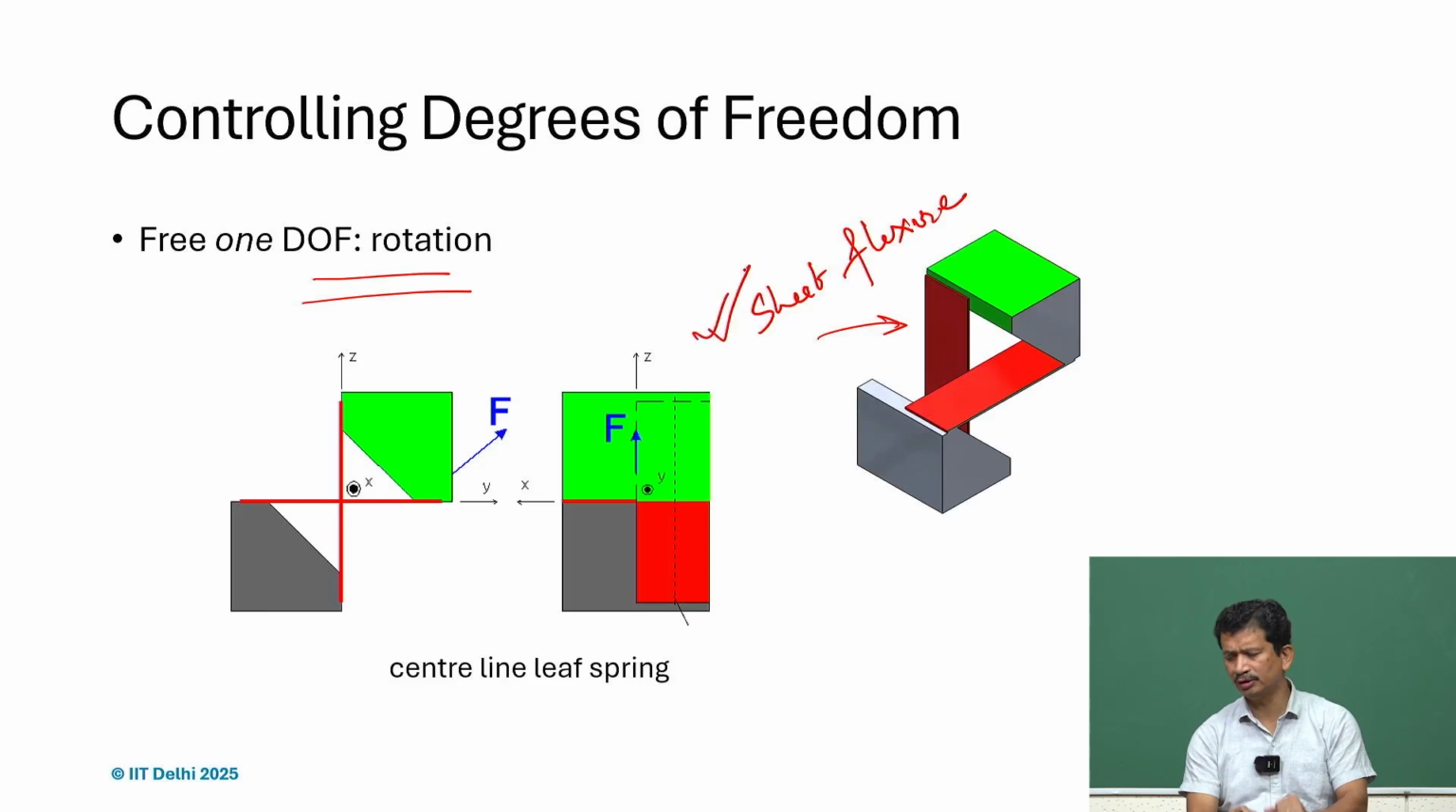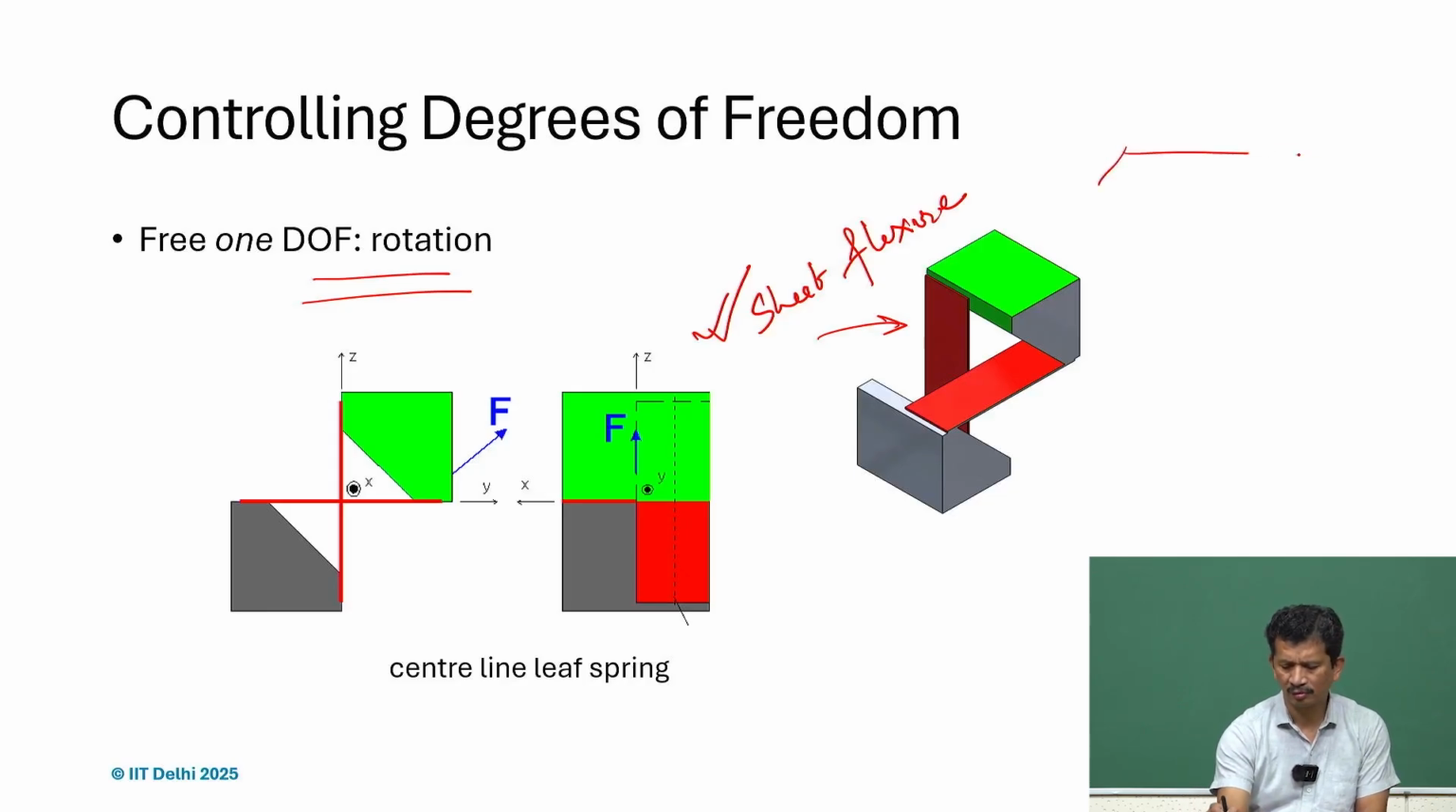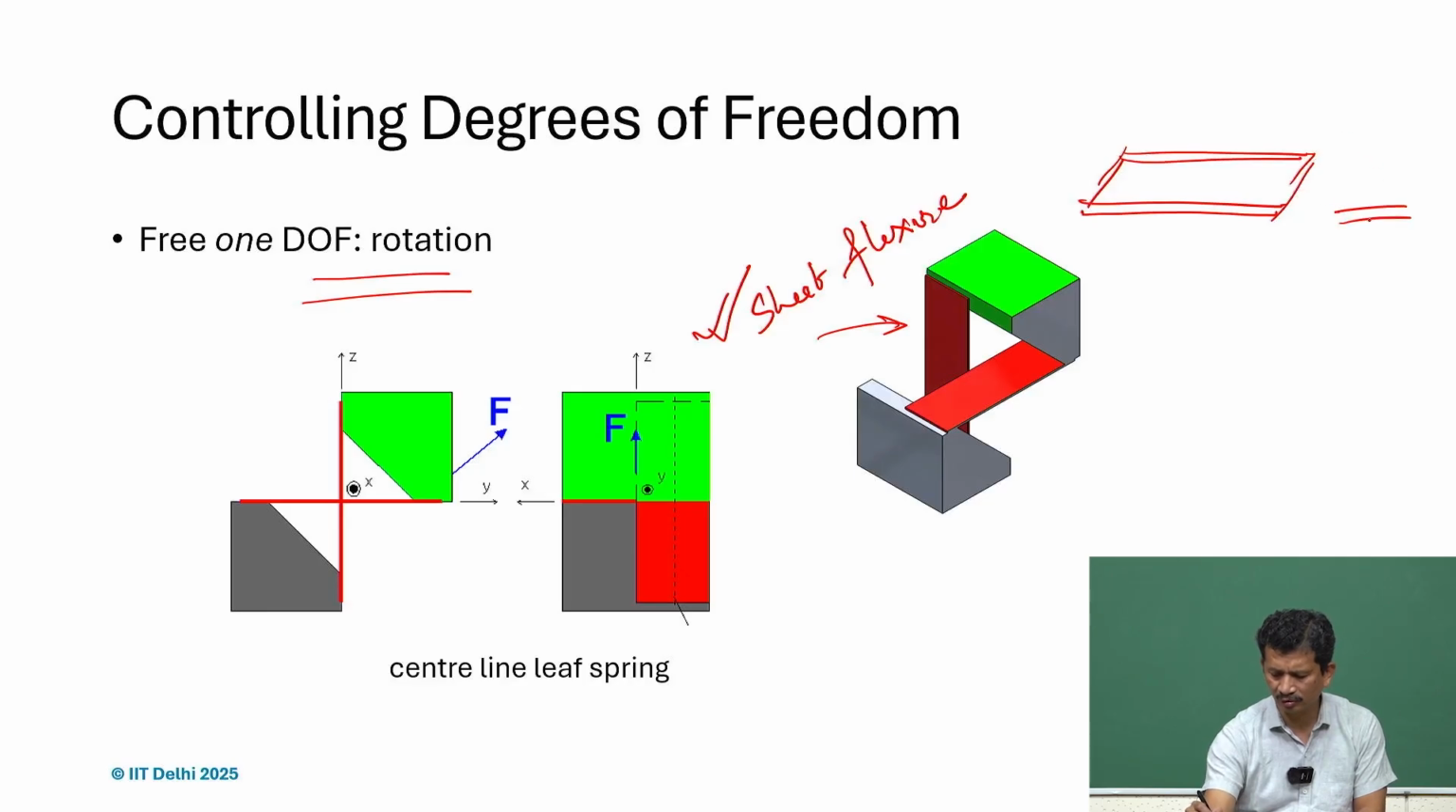So, it is just a plain sheet where the thickness is very small compared to the other dimensions. So, this is the thickness we are talking about, the T. T is really small compared to this, the length, and this is the width.